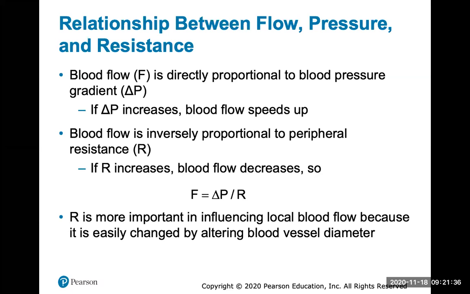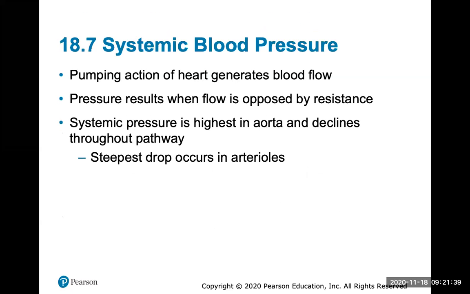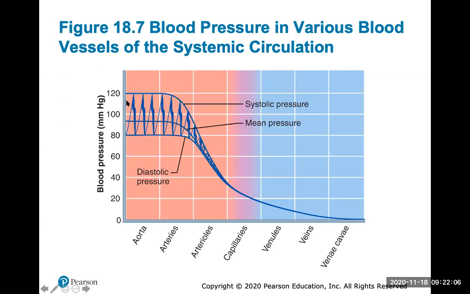And you don't have to memorize these formulas at all. Systemic blood pressure is the pumping action of the heart that generates this blood flow. It's the pressure that results when the flow is opposed by resistance. It is highest from the heart and will decline throughout the pathway. The steepest drop-off occurs in the arterioles. Pressure in millimeters of mercury will be highest in the aorta, and then the pressure is much lower in the veins and in the vena cava as well.